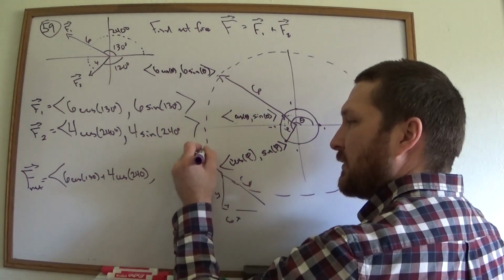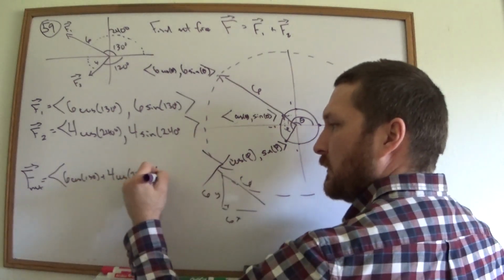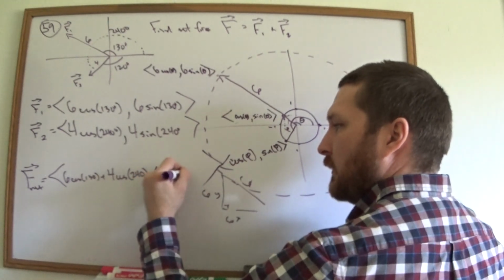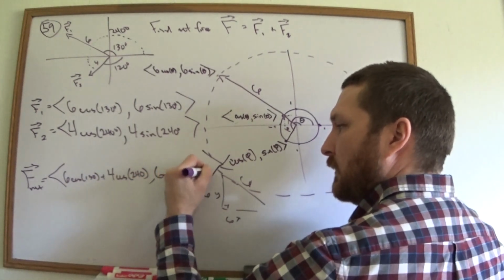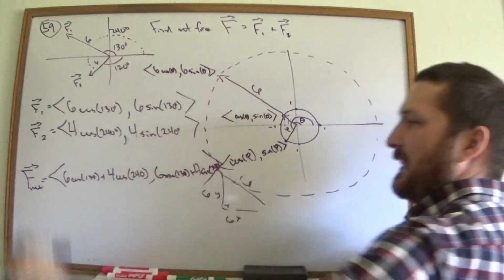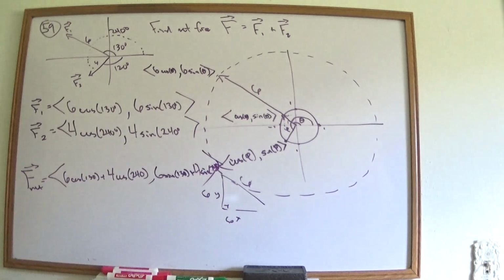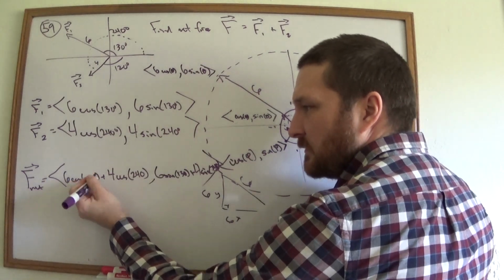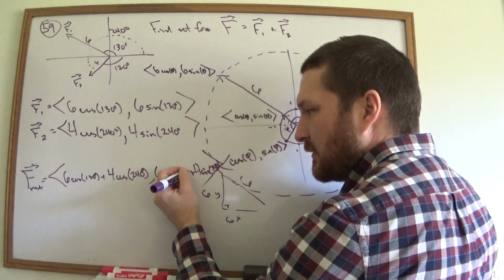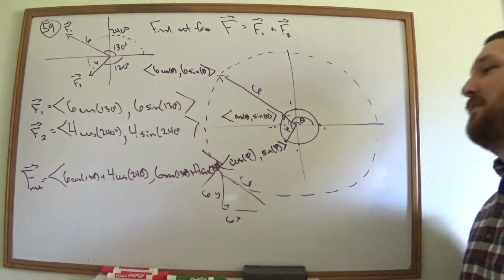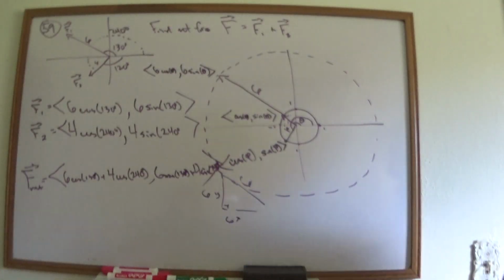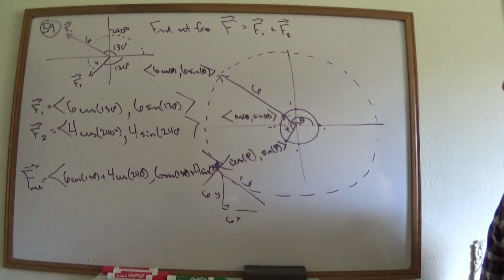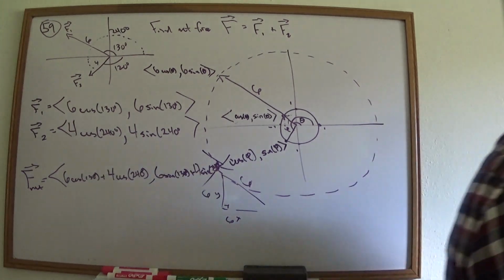And so then what's the other one? 6 sine 130 plus 4 sine 240. And that's what I'm looking for. That'll be a perfectly good answer. If you want absolutely 100%, you should note it's 240 degrees, not 240 radians. There's a difference. Okay, so I think that was about it.